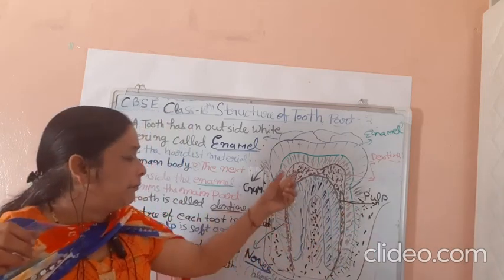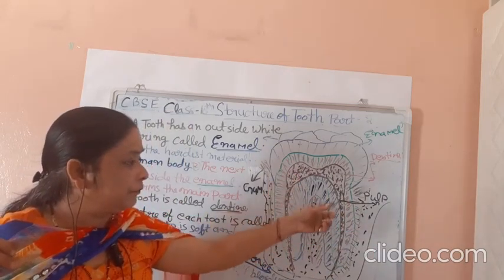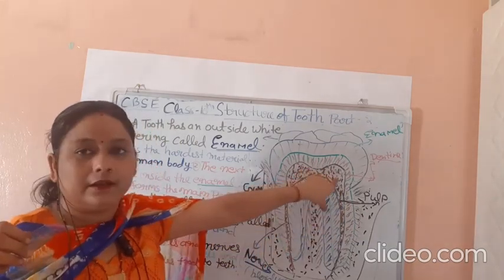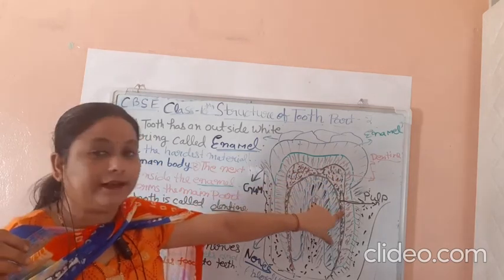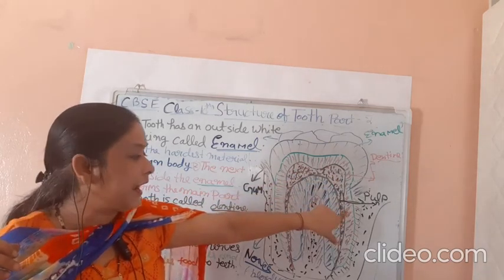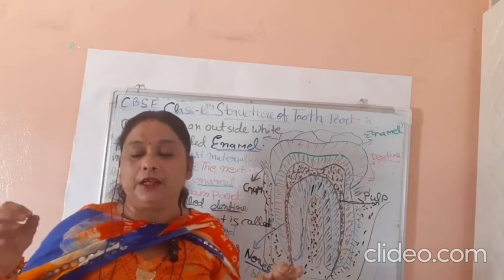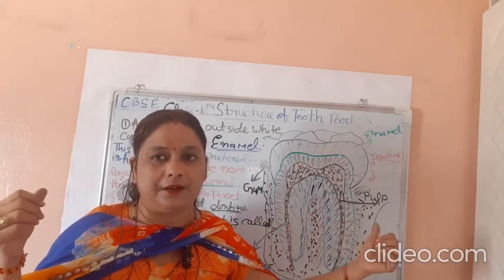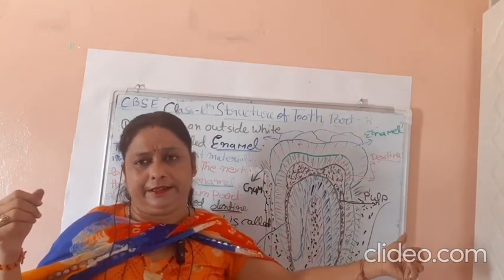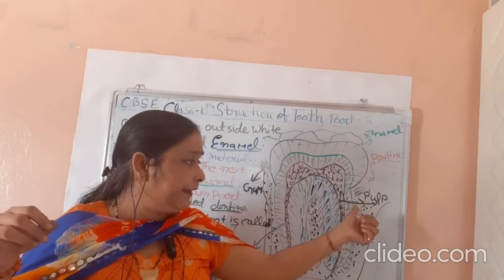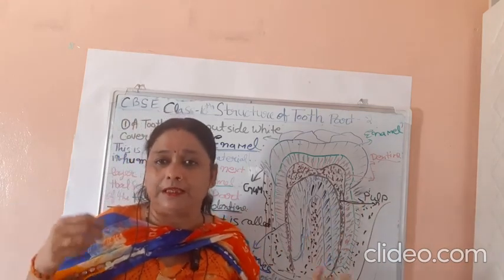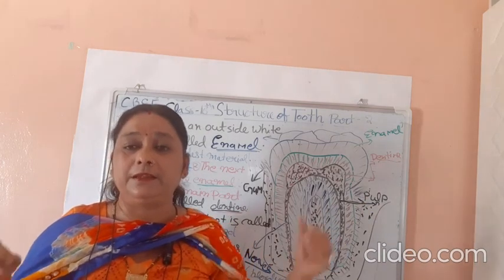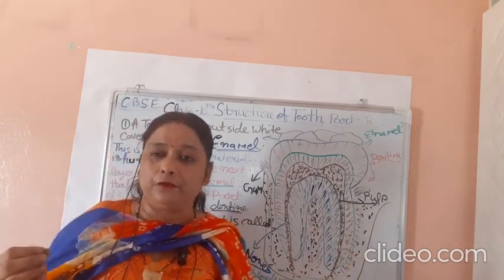Next, at the center of each tooth is the pulp. You can see the center on your screen. The pulp is a soft structure, and blood vessels and nerves are present in it. The blood vessels and nerves provide food to the teeth.